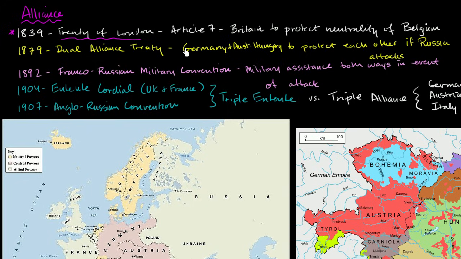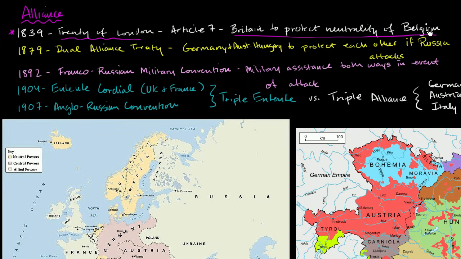And the Treaty of London did many things, but Article 7 is what's relevant to the beginning of World War I, where Britain agrees to protect the neutrality of Belgium. And if you're skeptical, you might say, hey, this is a 75-year-old treaty. Why does this matter anymore? And that actually would be a good question.